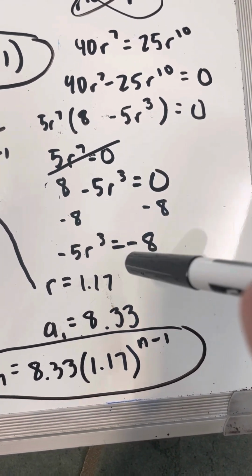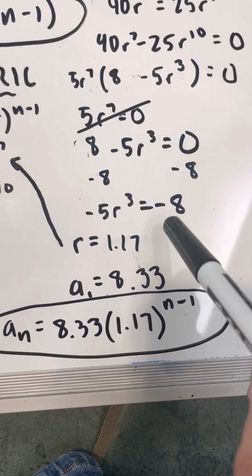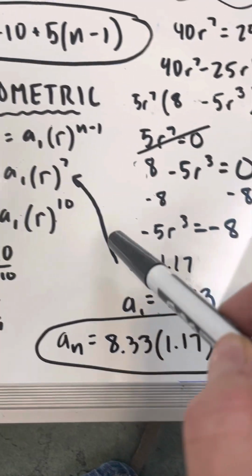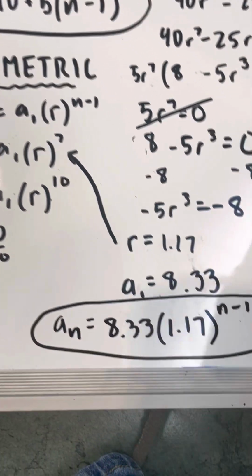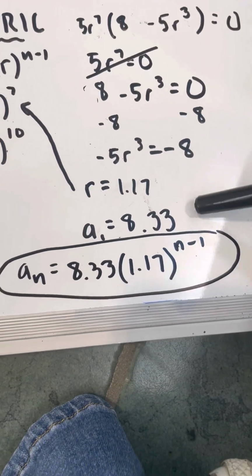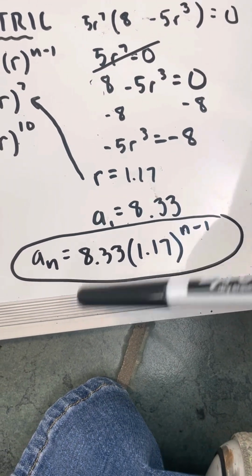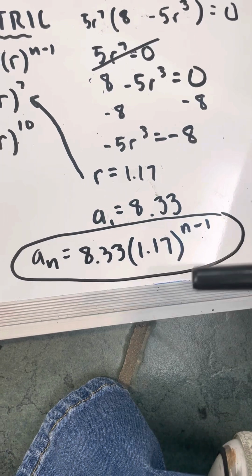If we just solve it normally algebraically, we'll end up with an r of 1.17, and then we can plug that back into one of our original formulas, which will give us an a sub 1 of 8.33, and that will yield this formula for our geometric series.